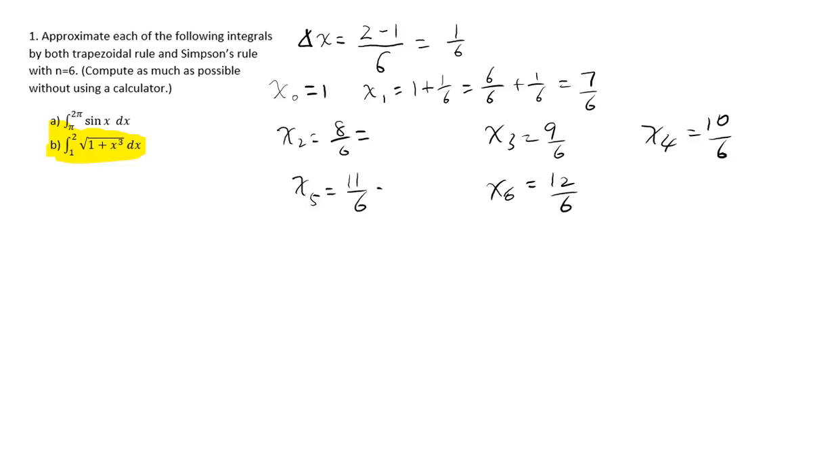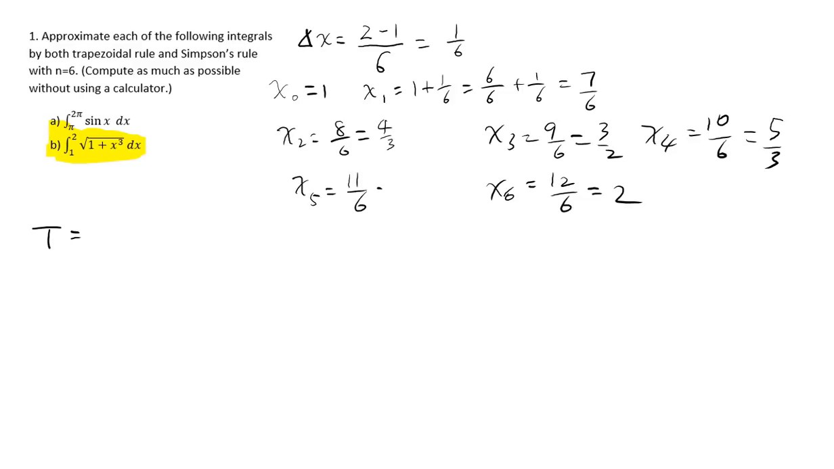But then these you can reduce. This you can reduce. This you can reduce. This one you can't. This reduces to 4/3. This is 3/2. 5/3. And this is 2. And as you can see, x6 reaches the right endpoint, so everything's good.